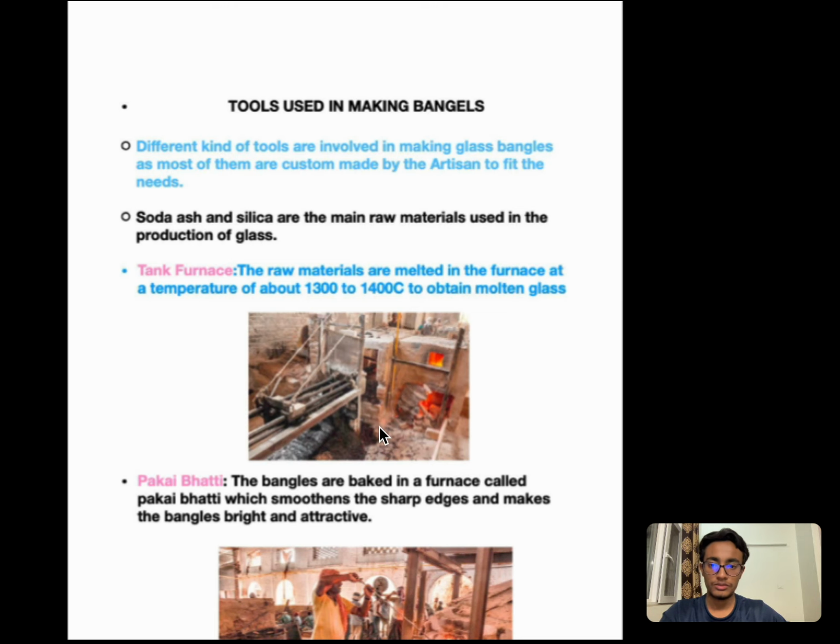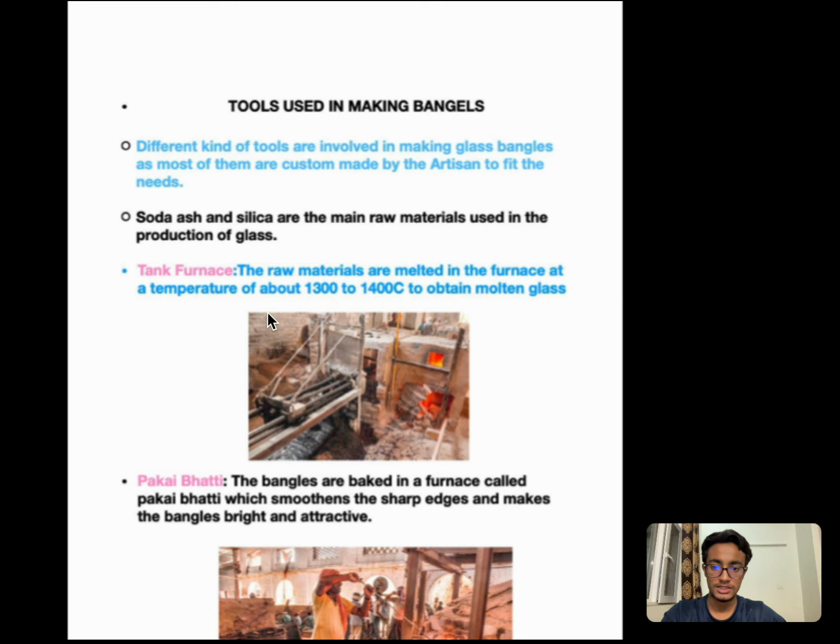Now, the tools used in making bangles. Different kinds of tools are involved in making glass bangles, as most of them are custom made by the artisan to fit the needs. Soda ash and silica are the main raw materials.